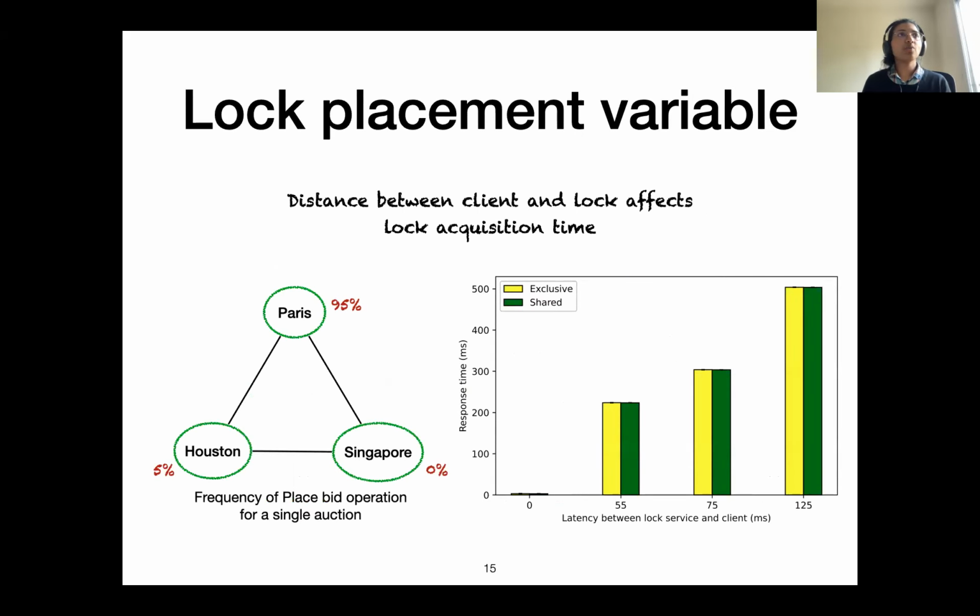Now the third variable which we are looking into is the lock placement. As we saw in the lock constraint, the distance between the client and the lock service should be kept minimal. For our example, place bid is the most frequent operation, and since we were talking about a bidding machine, the maximum number of bids were being placed from Paris. So the best option for us would be to co-locate the lock service in Paris, so place bid will acquire the lock without any network latency from the local replica itself. This will reduce the cost of locking and hence indirectly also benefit lock contention.